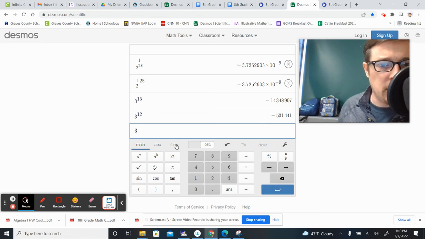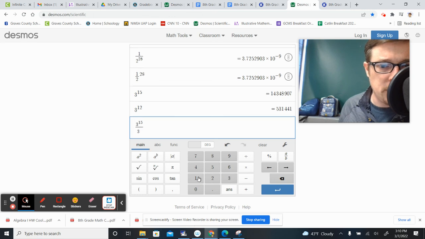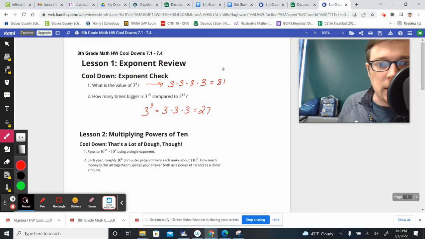So you could do that and see that 3 to the 15th power, when you divide it by 3 to the 12th, we should get the number that we got for our answer, which is 27, because 3 to the third power is equal to 27. We can subtract those exponents to see that it went 3 times itself, 3 times more, right? So we should see that in this, and that's why we have 27 times bigger.